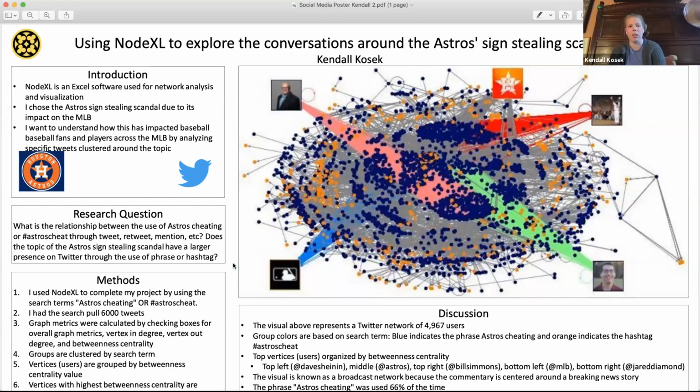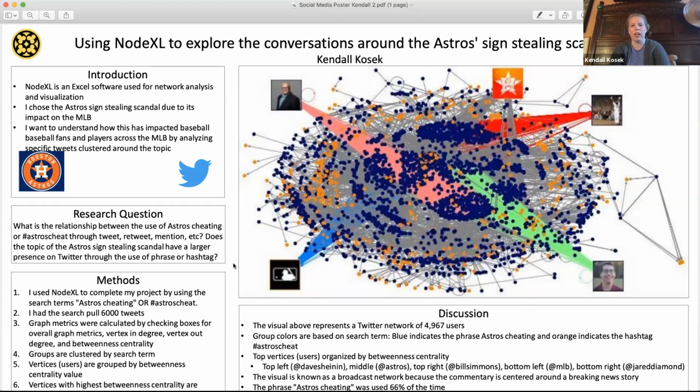So since I'm the last person, you guys have already had the explanation of what NodeXL is. So I chose to use the NodeXL software to look at the Astros sign stealing scandal on Twitter. If you don't know what that was, basically the Houston Astros baseball team had a whistleblower come out and say that they stole pitching signs during the World Series a couple years ago. And it blew up and was everywhere on social media and the news.